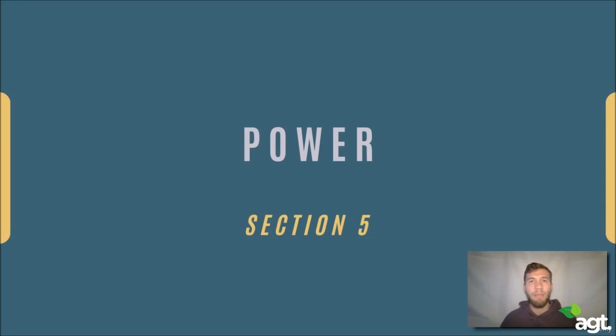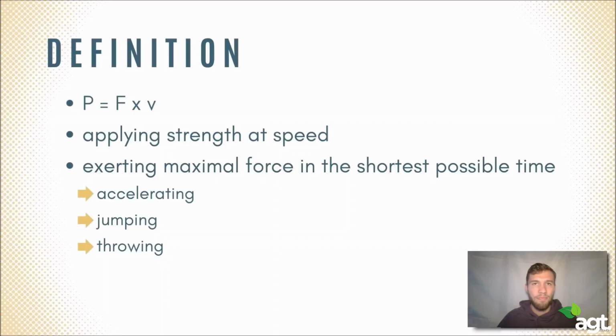In the final chapter of this section, let's talk about power and where it fits into that force-velocity spectrum. Now, we've already mentioned power quite a few times now, but we haven't in depth talked about it and defined what it actually is. When we look at the physics of power, it's defined by the formula P equals F times V. F stands for the force and V stands for the velocity.